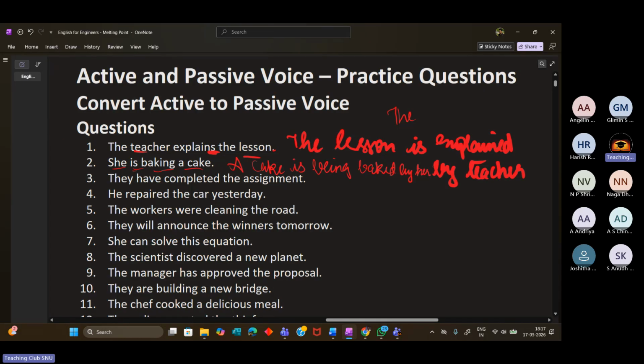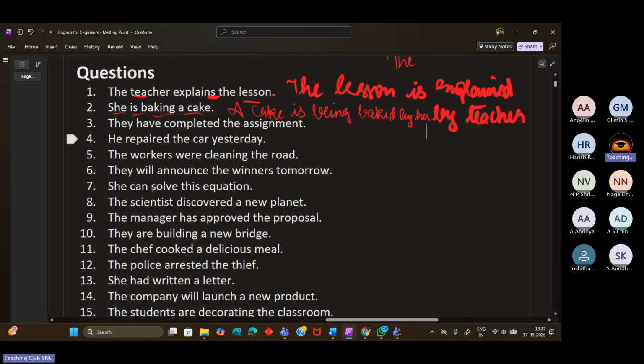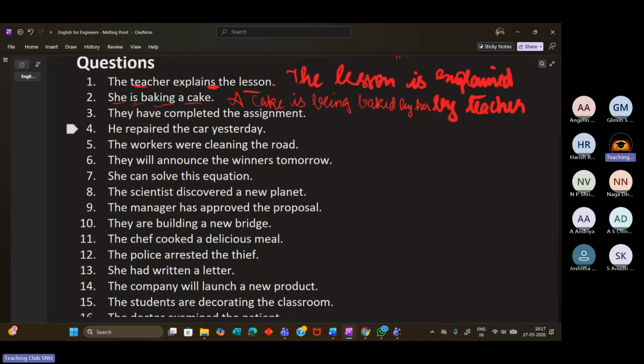Okay. So as far as this exercise is concerned, I think you guys can see how the algorithm for this goes, right? You look at the sentence. Let's now just take some random question. Let's take six. Look through the question. They will announce the winners tomorrow. You first find out the verb or the auxiliary of the question. So what is that here? Will announce. Will is the auxiliary, and announce is the verb here.